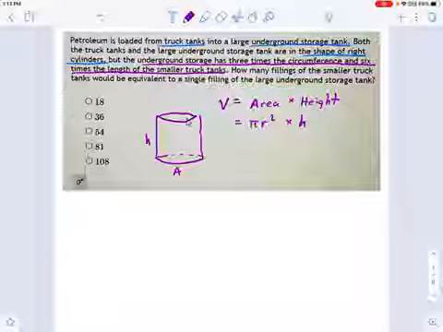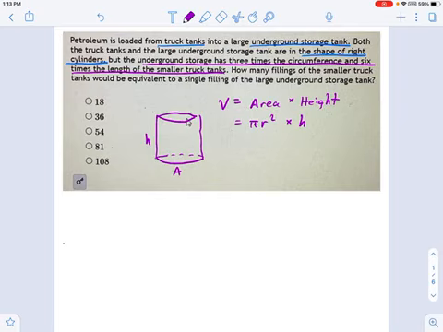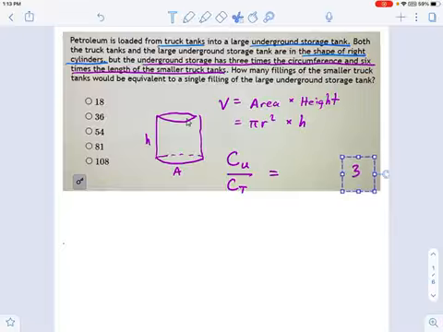Now, I've got 2 cylinders here, and one is a truck and one is a storage. So let's see, what do I know? I know the circumference of the underground storage compared to the circumference of the truck is a factor of 3, right? It's given to us. We're told that the circumference of the underground storage is 3 times the circumference of the truck.